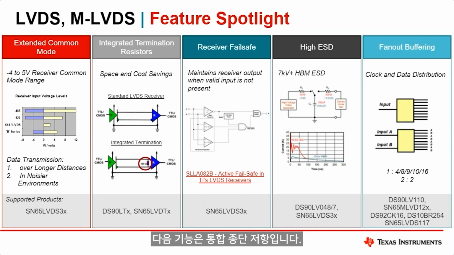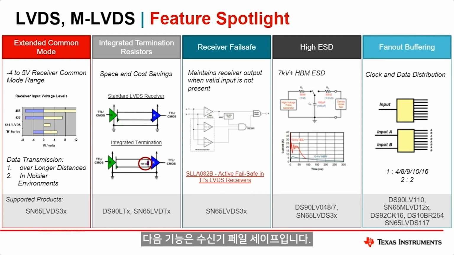The next feature is integrated termination resistors. So many of our LVDS receivers will have an option to integrate the termination resistor into the receiver. In the cases where you have 4 channels, 8 channels, or even up to 16 channels of LVDS, the option to integrate the termination saves greatly on cost and board space. So that is indicated with a T in the TI part number.